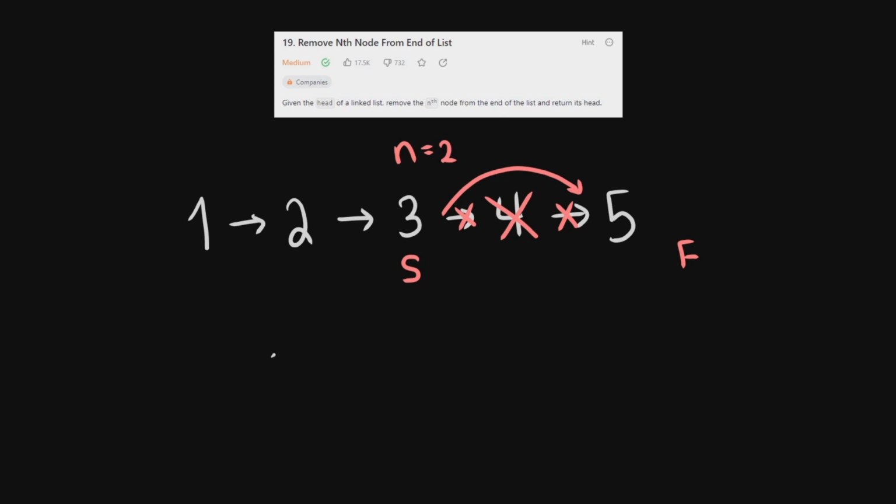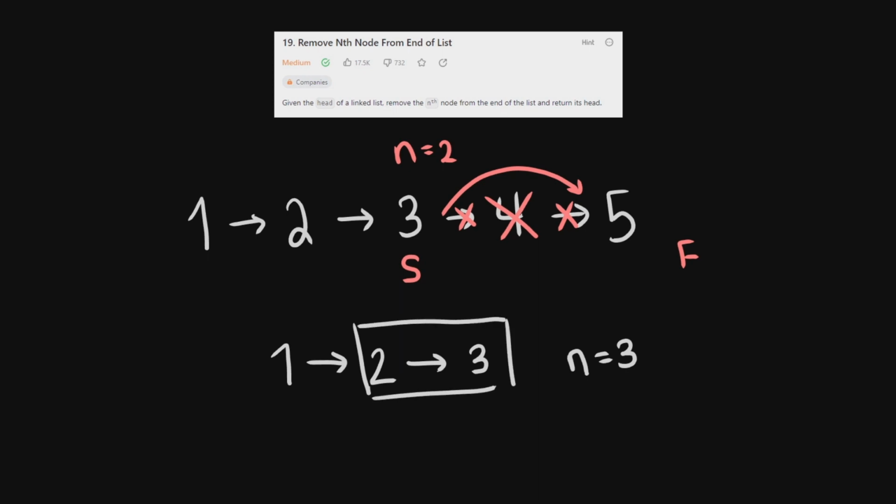Let's also consider the edge case where we have the n value equal to the length of the linked list. So in this case, n is going to be equal to 3. Well, if n is equal to 3, we know that it's going to be exactly the first node that we remove, since it's exactly equal to the length of the linked list. So we can just return everything after the head. So it's just head.next that we return, and we'll get the correct answer.